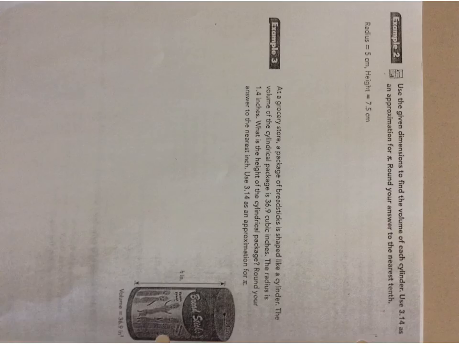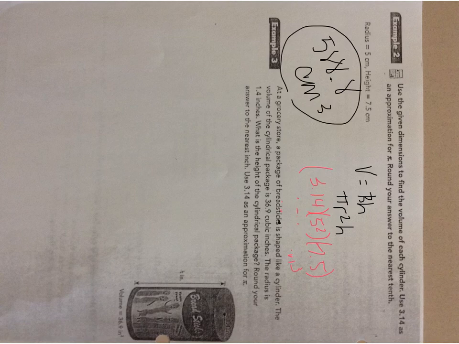Okay, so now it says use the given dimensions to find the volume of a cylinder. All right, so we're going to have volume equals area of the base times the height. Our base is a circle, so that's going to be pi r squared h. So I'm going to turn it off this time and let you try it, and then we'll go over it together. Okay, so we have 3.14 times 5 squared times 7.5. When I plug that in my calculator, I get 588.75. You need to round that to one decimal place, and that gives me 588.8 centimeters cubed.